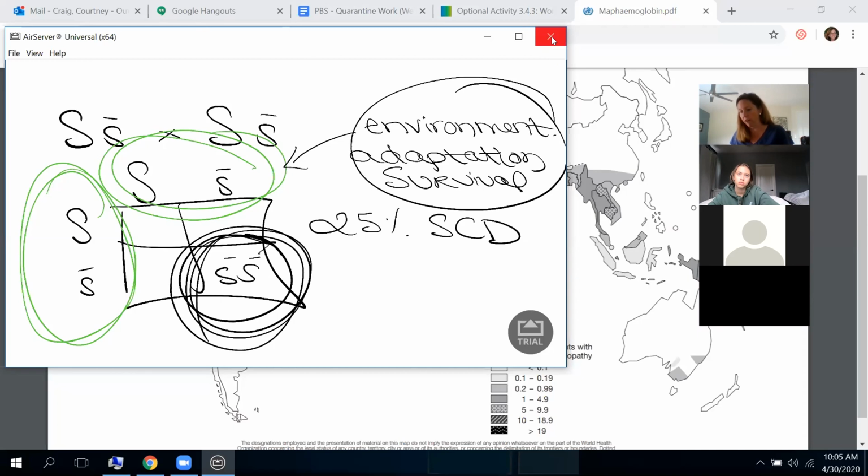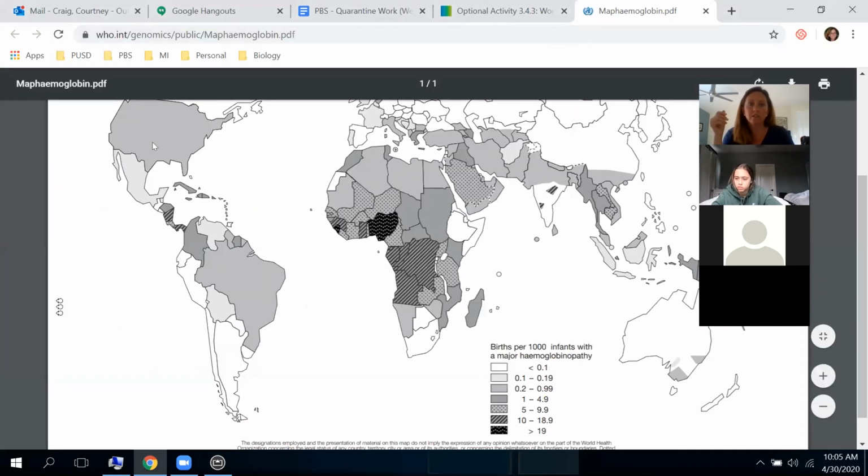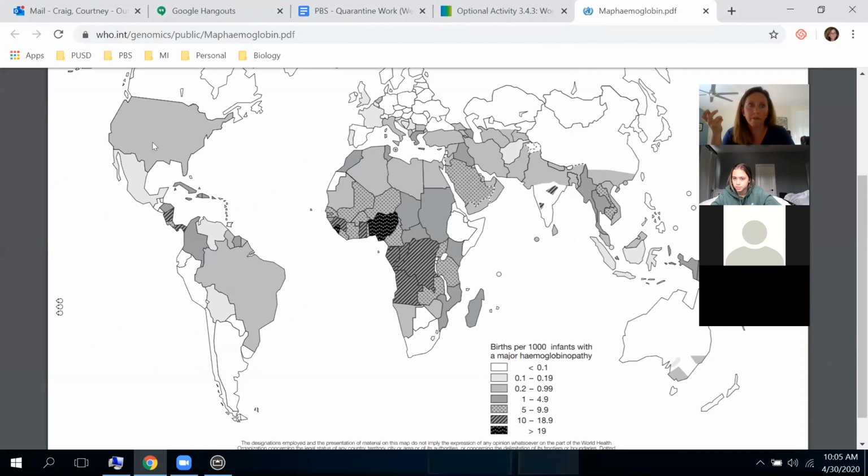That particular environmental pressure is not a thing. So when we look at the map from the United States, our incidences are not so high, they're pretty low. And the only reason it's gray as opposed to being just pure white is because we have immigration here. So we get individuals from these places coming here.